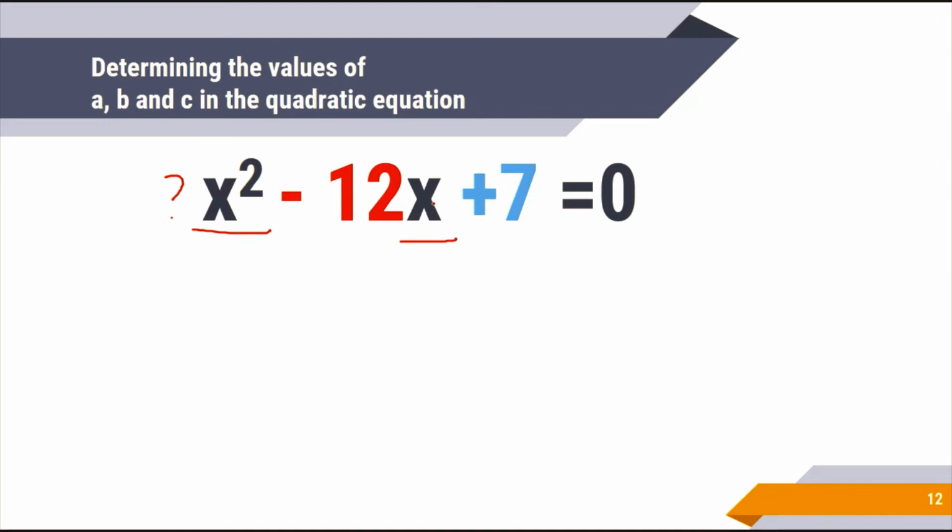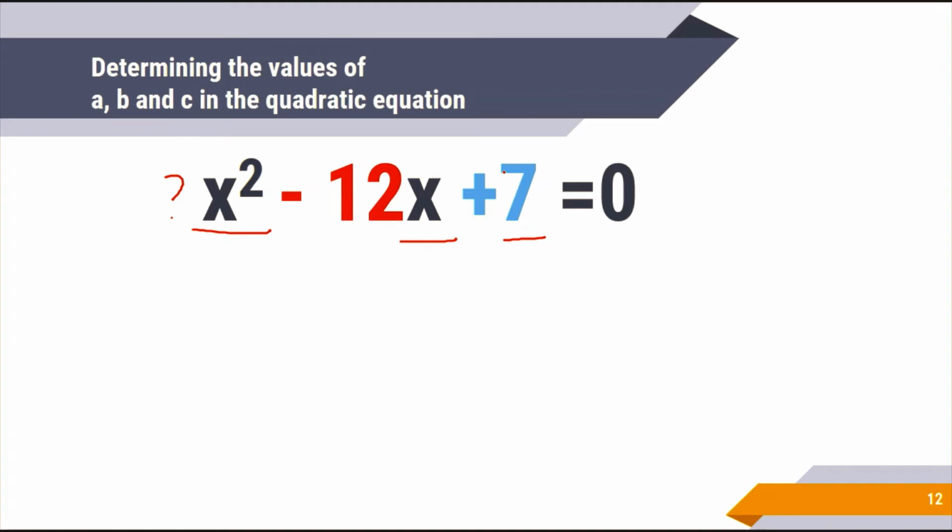So, titingnan natin si x. Ano yung number na katabi ng x? So, we have 12. But we have to consider the operation before the number, since we have minus 12. Therefore, the value of B is negative 12. And then last, we have a constant number here. We have plus 7, which is the last term.